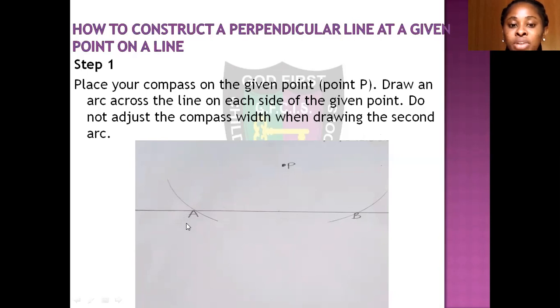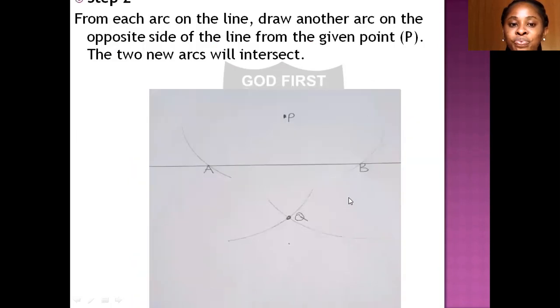Take that again. This is line segment AB with a point P. Place your compass on P, open to a convenient radius of your choice, and draw an arc cutting line A and line B.